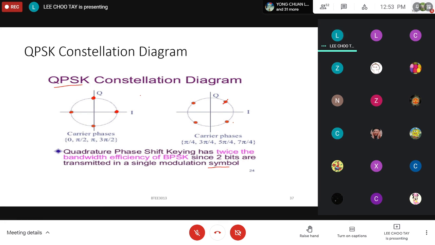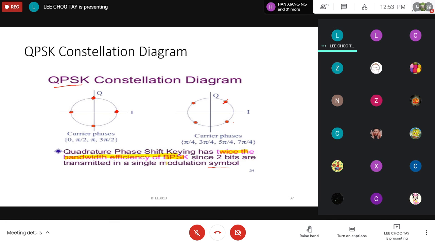Okay, so as I mentioned previously, if we use QPSK, we can send 2 bits of information with each carrier signal. So that means it increases the bit rate. Using the same bandwidth, I can transmit 2 times more bits. Instead of sending 1 bit in the same bandwidth, now I can send 2 bits, right? So that increases the bandwidth efficiency as compared to BPSK.